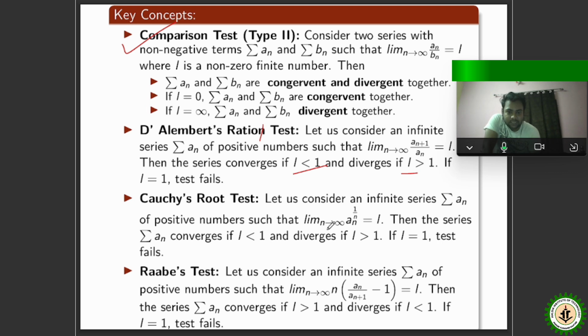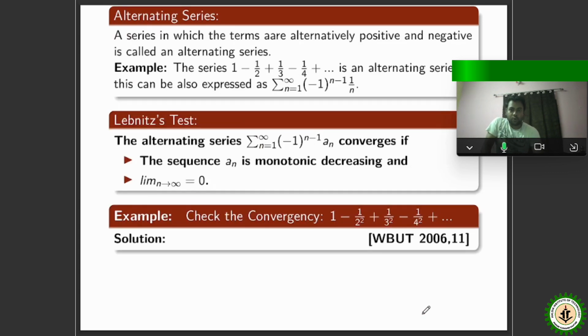For the Cauchy root test, the limit will be as n tends to infinity of u n to the power 1 by n. Previously we discussed this with some examples. And for the Raabe's test, the limit term will be n tends to infinity n into u n by u n plus 1 minus 1 is equal to L. The given series will be convergent if L is greater than 1 and divergent if L is less than 1.